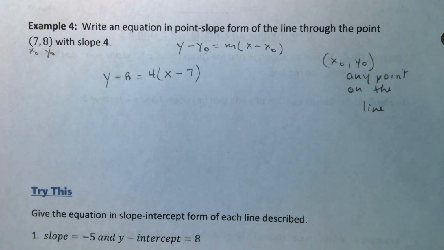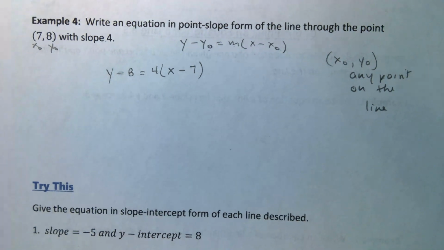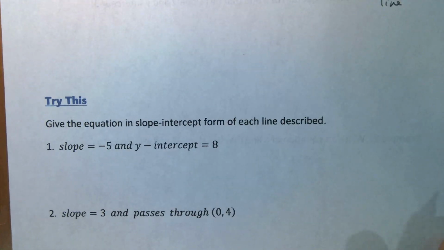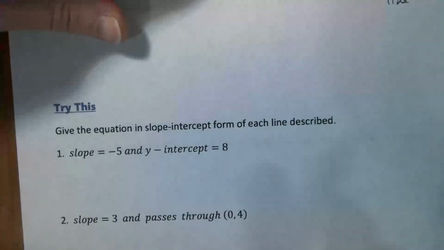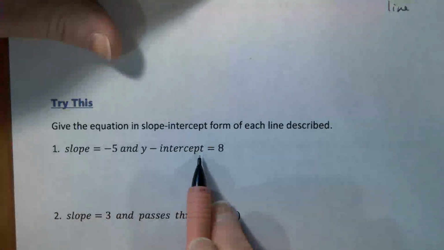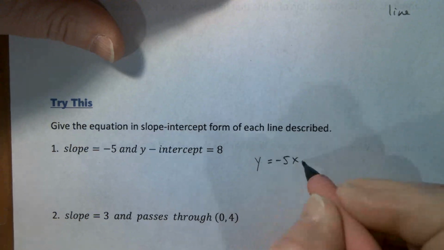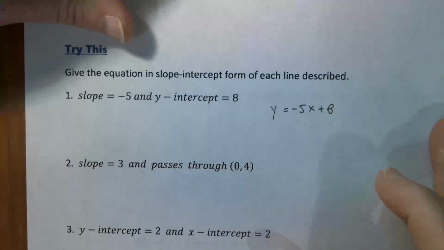All right, so let's look at the try this. It says give the equation in slope-intercept form of each line described. Okay, so here we're given the slope and the y-intercept. So it's y equals -5x plus 8. So that one was pretty easy.